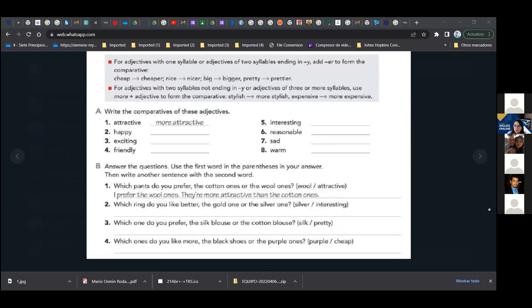Okay, what about you? Give me the sentences, right? I want to listen, or if you can write the sentences. Utilizando los adjetivos de la 2 a la 8, okay? Okay, let's do it. In the chat box, okay?